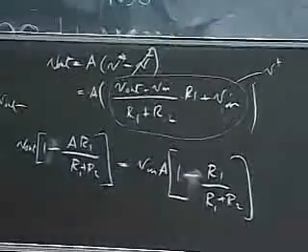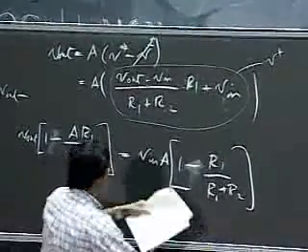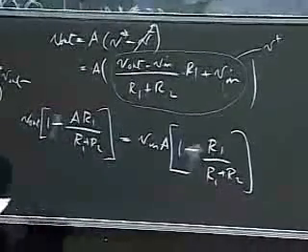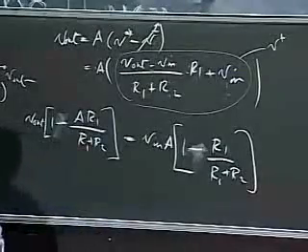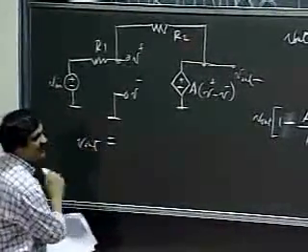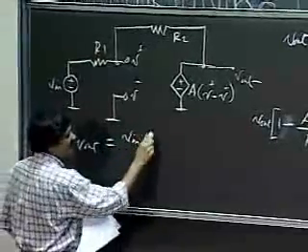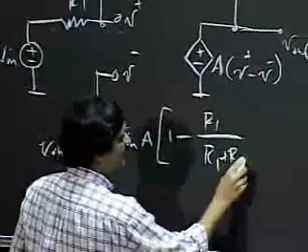Okay, let me go ahead and simplify that a little further and move this whole thing down here, and that gives me my expression as a function of V in. So what I'll do is, let me continue here. So V out is V in A, 1 minus R1 divided by R1 plus R2.